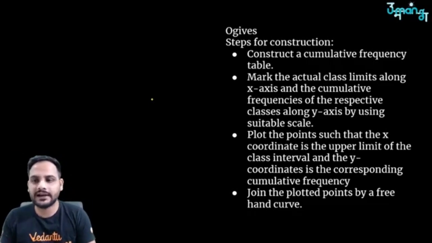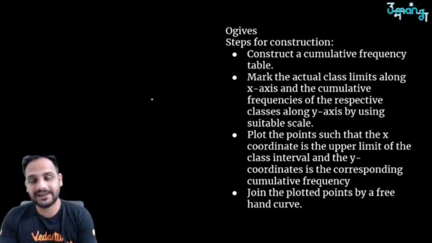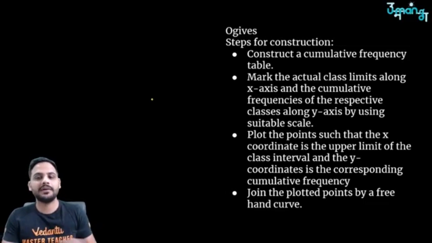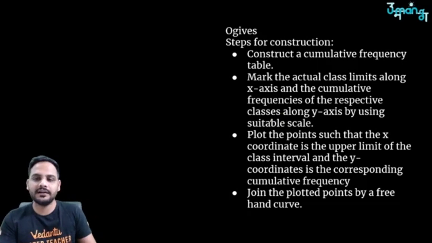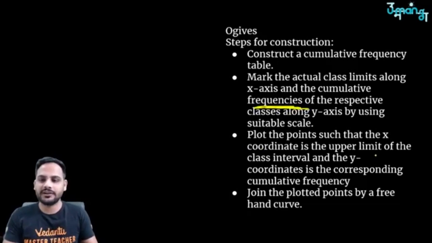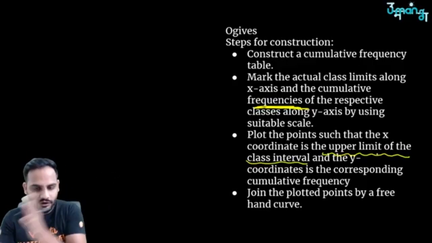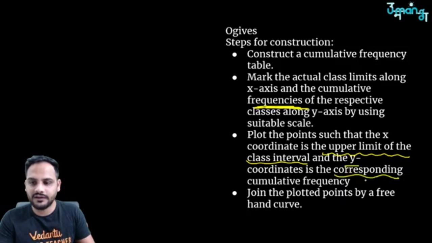The class limits will be represented on the x-axis, but remember, only the upper class limits we will be representing on the x-axis, and along the y-axis we will have our frequencies. Got it? Then plot the point such that the x coordinate is the upper limit of the class interval, and the y coordinate is the frequency.